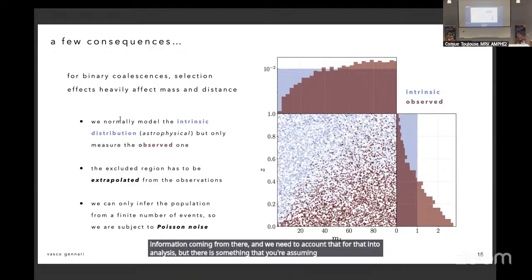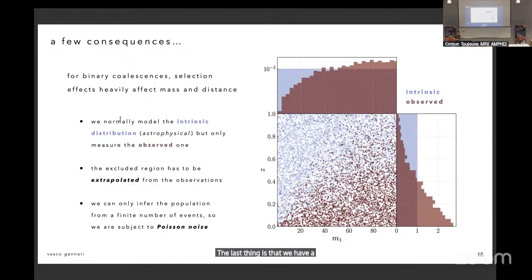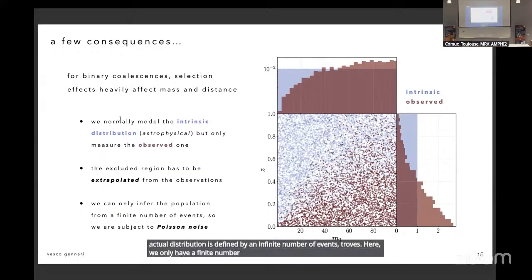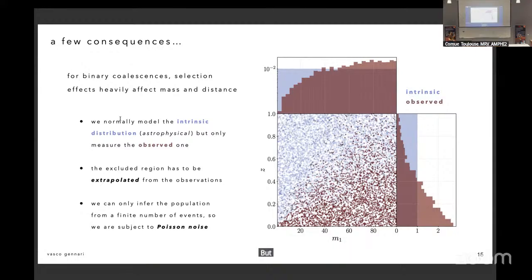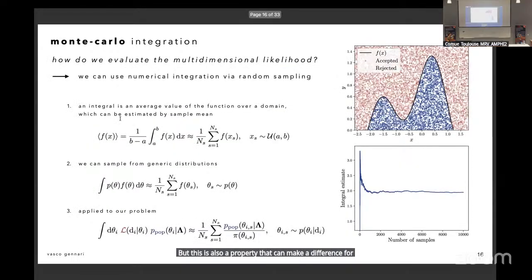Last thing is that we have a finite number of observations. The natural distribution is defined by an infinite number of events. Here we only have a finite number. That means we are subject to Poisson noise, like a specific realization of the population. This is something that is taken into account in the likelihood I showed you before. But this is also a property that can make a difference for small catalogs.